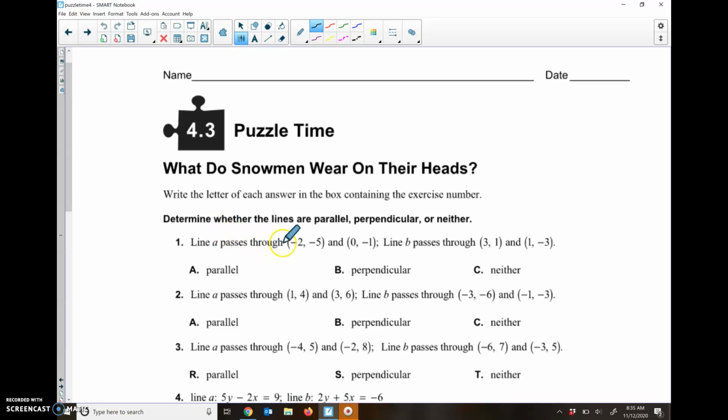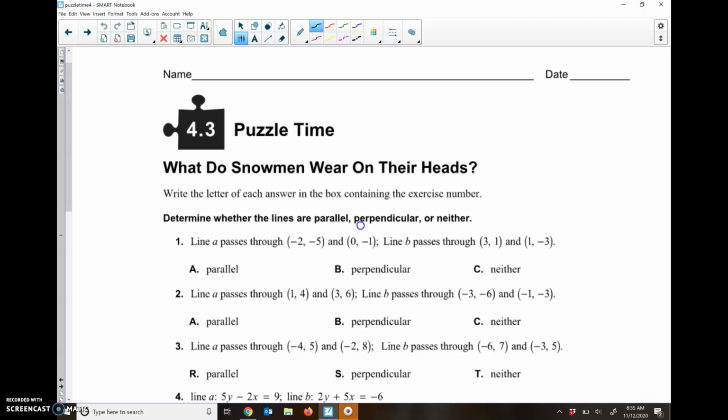So here, line A passes through (-2, 5), (-5, 0), and (0, 1), and that's where line B passes through, and we have to say if it's parallel or perpendicular. Remember, parallel lines have the same slope, whatever, 2/3 and 2/3. Perpendiculars are exactly the opposite. We call it the opposite reciprocal. So positive 3/4 to negative 4/3.